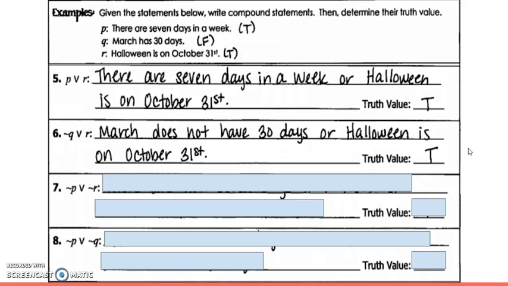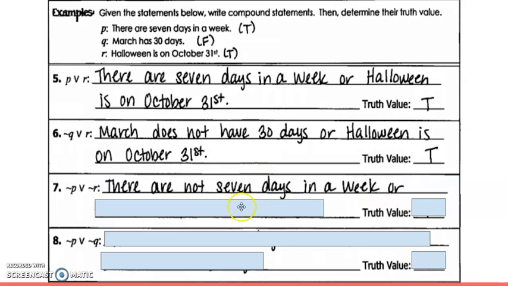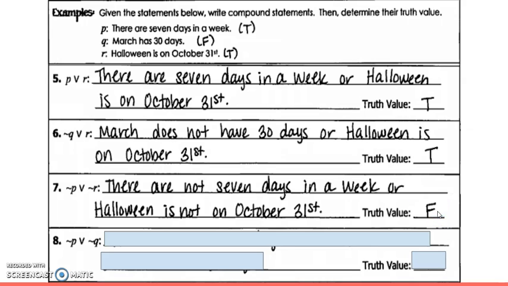Number 7, we're doing not P or not R. That means both of our statements are going to have a not in front of it, or in it. So we have there are not 7 days in a week, or Halloween is not on October 31st. There are not 7 days in a week is false, and Halloween is not on October 31st is also false. So since neither one of them is true, this whole statement is false.